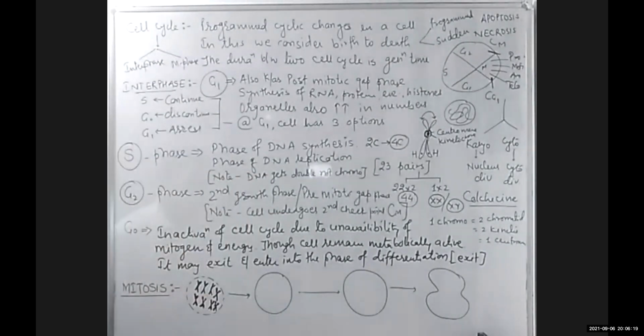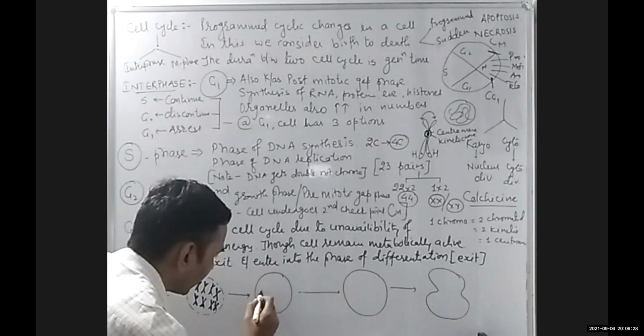When it comes to metaphase, all those 23 pairs, I should say the 46 chromosomes, are aligned on the equator plate.